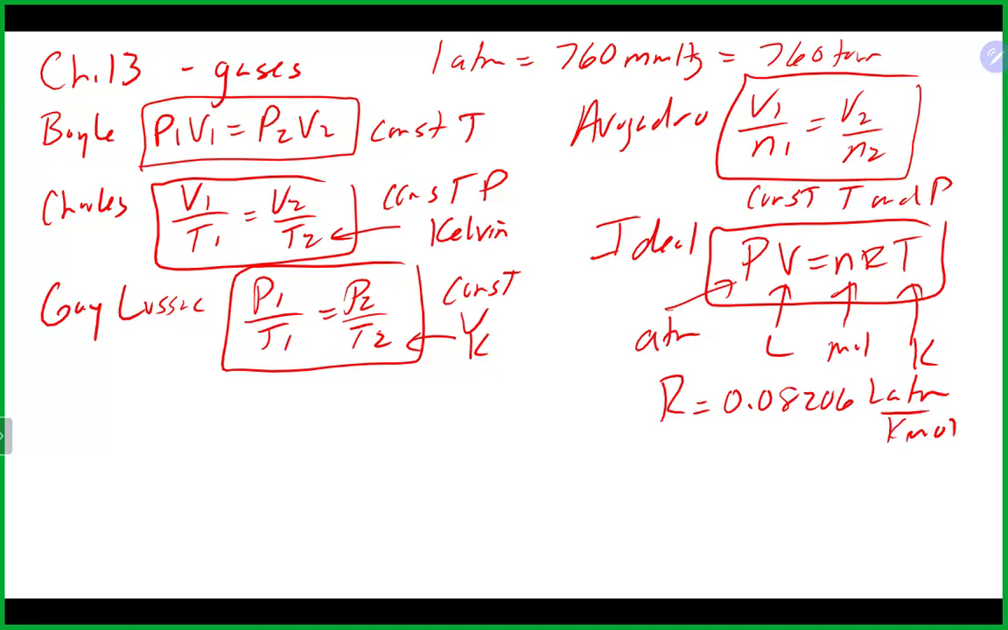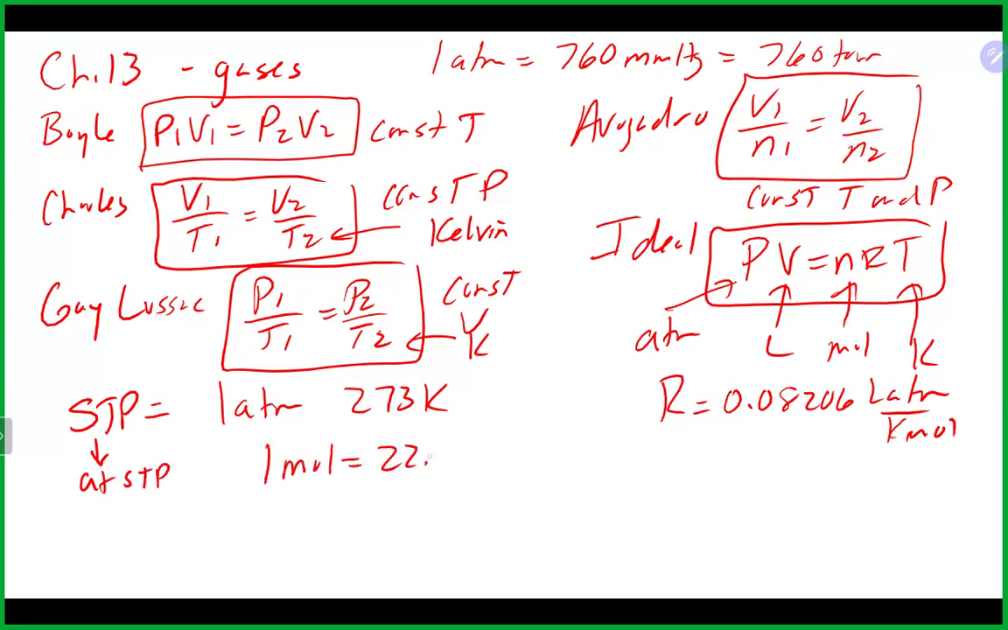And we also talked about a couple other things. STP, that is standard temperature and pressure, 1 atmosphere, 273 Kelvin. Remember that if you happen to be at STP, you can use a conversion factor. 1 mole is equal to 22.414 liters. Remember that you can only use that conversion if you're at STP. Otherwise, you do need to go into the ideal gas law.